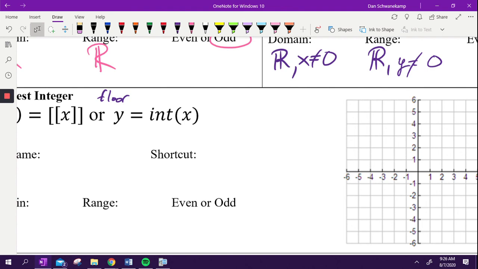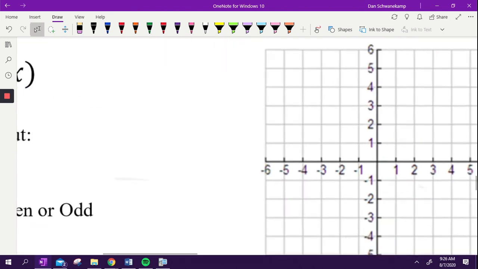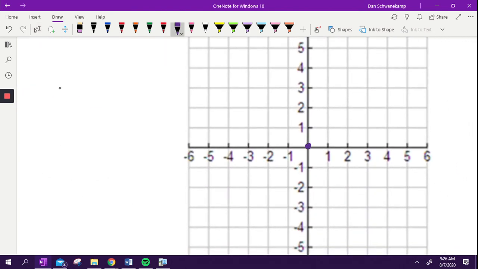Show my arms. What's that look like? I just do this. Just do steps. My name for this thing? Steps. Shortcut. Draw steps.